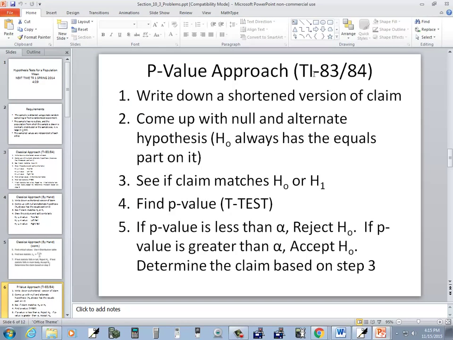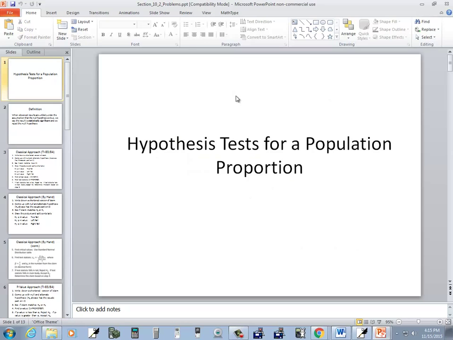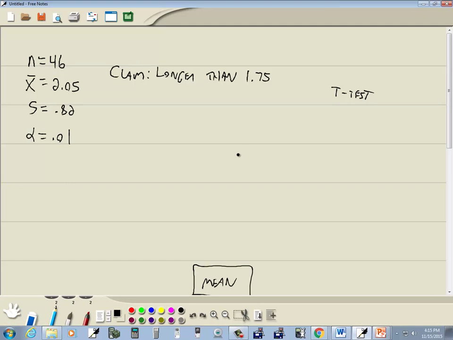Specifically, we're looking at the p-value approach using the TI-83, TI-84. Step one, write down a shortened version of the claim. Well, we did that. We got a shortened version of the claim, and specifically we're talking about the mean. I didn't write that in there, but that's kind of an important part.